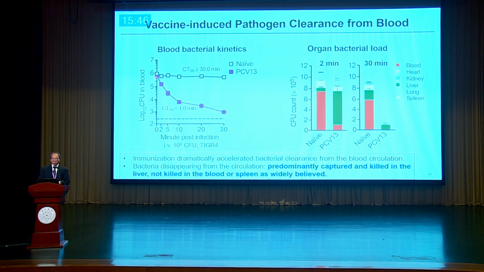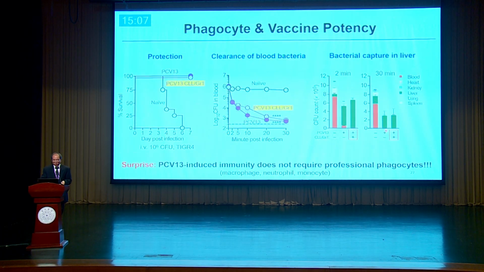So we used our mouse model to look at how the bacteria behave once they get into the blood. Without immunization, the bacteria stay in the blood, but in immunized mice, the bacteria decay from the blood very rapidly. However, they are not dying; the vaccinated mice trap most of the bacteria in the liver, right? And the bacteria will be killed if you wait long enough. Within 30 minutes, almost all the bacteria are gone. So the liver is very good at capturing and killing bacteria in the immunized host.